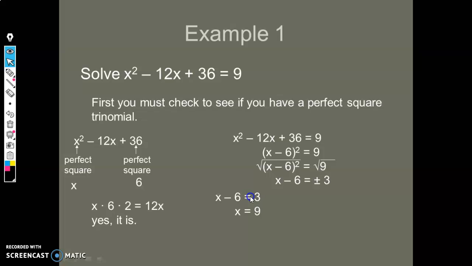Okay, so x minus 6 equals 3 is the one possible solution, or x minus 6 equals negative 3. The plus or minus gets divided, so you can find your two solutions. Okay, so you'd get these by adding 6 to both sides here and adding 6 to both sides here, and that would give you your two solutions, 3 and 9. So it's pretty simple if it's already a perfect square trinomial.